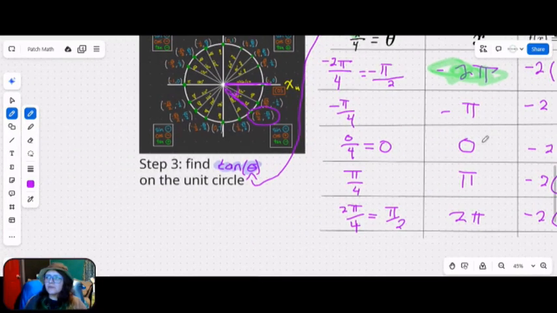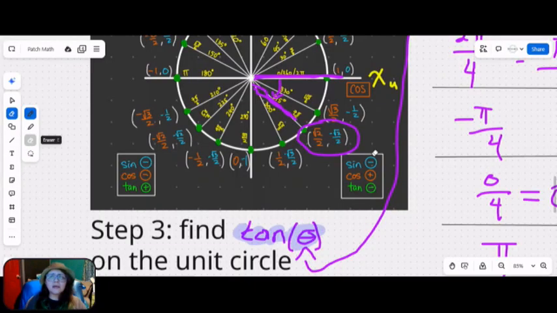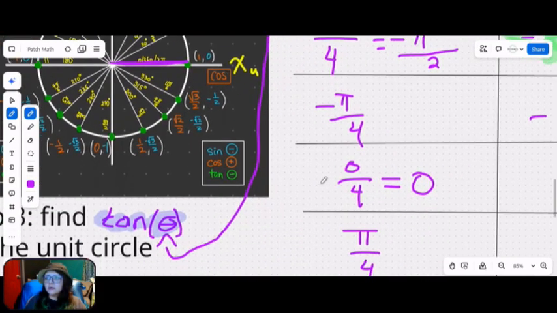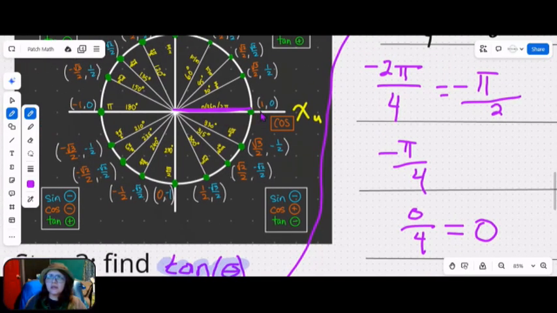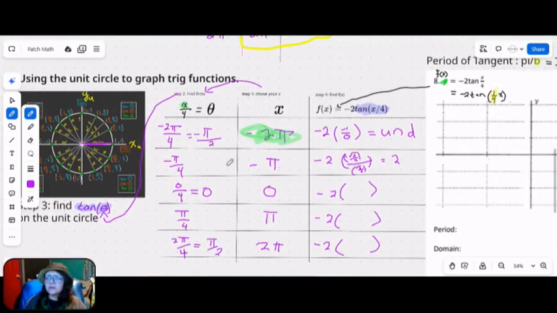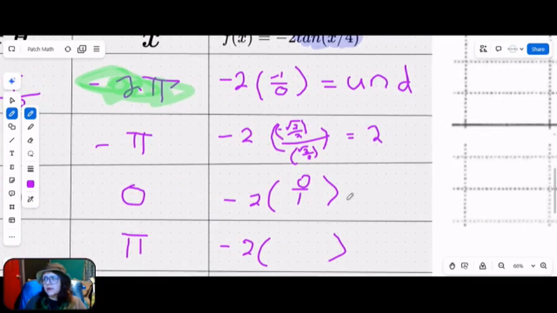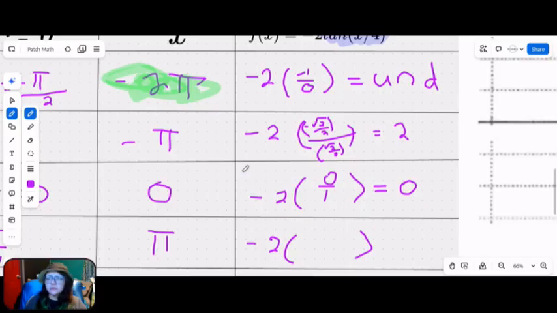We plug in 0. 0 divided by 4 is 0. Tangent of 0. Now we're back to the easy angles. We're not looking at reflecting to find coterminal angles; we're looking at the angles as they're given. Angle 0 is a closed angle at 0. We get sine over cosine, 0 over 1. Lucky for us, we can have 0 in the numerator. So this is 0 because 0 times -2 is 0.